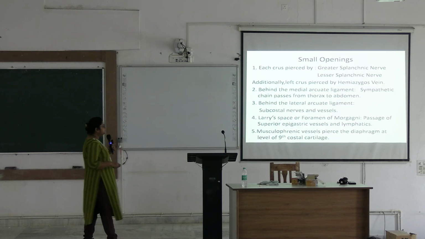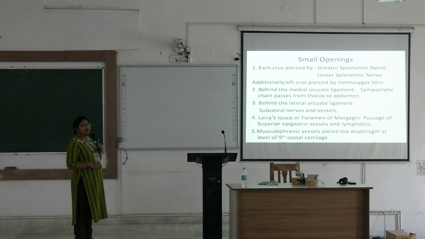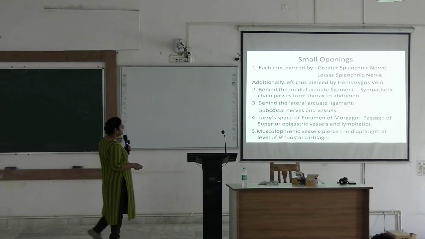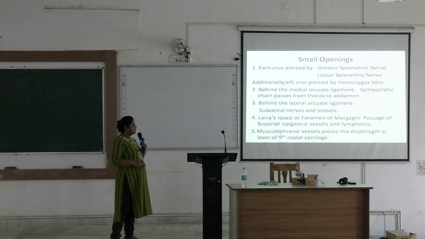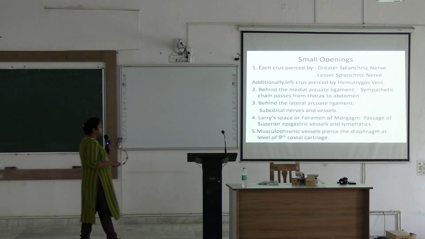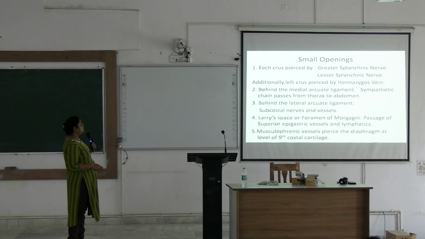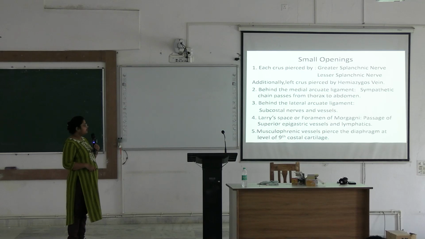Next is Larrey's space or foramen of Morgagni. This is the passage of superior epigastric vessels and lymphatics. It passes through the space of Larrey or foramen of Morgagni. And musculophrenic vessels pierce the diaphragm at the level of the 9th costal cartilage. These are the two terminal branches of the internal thoracic artery, the superior epigastric artery and the musculophrenic artery.